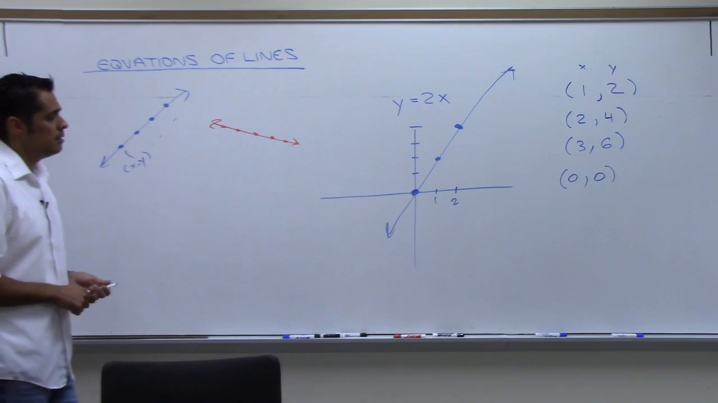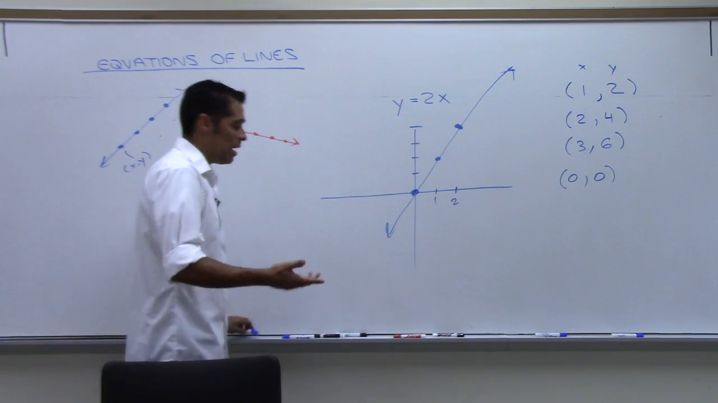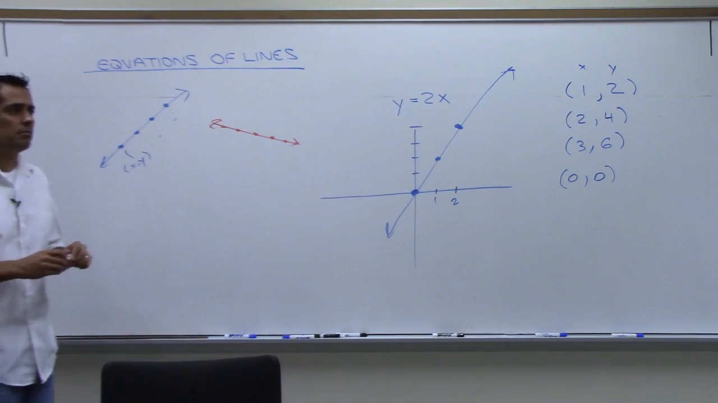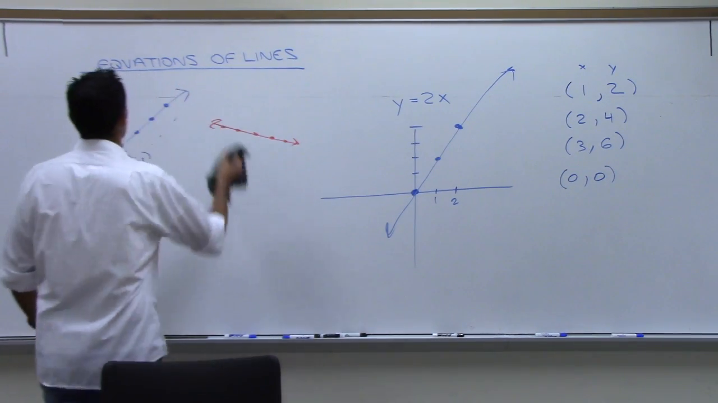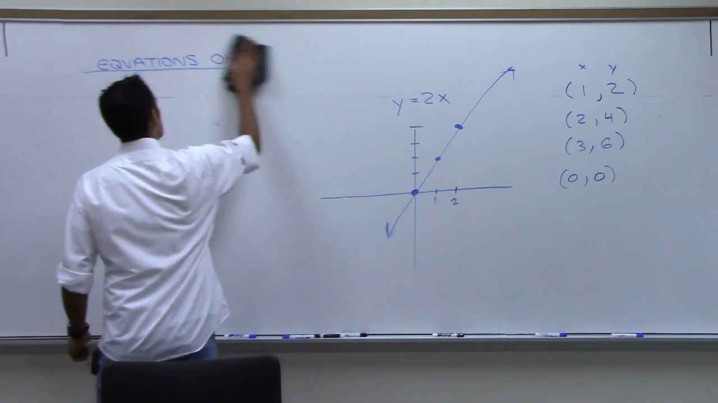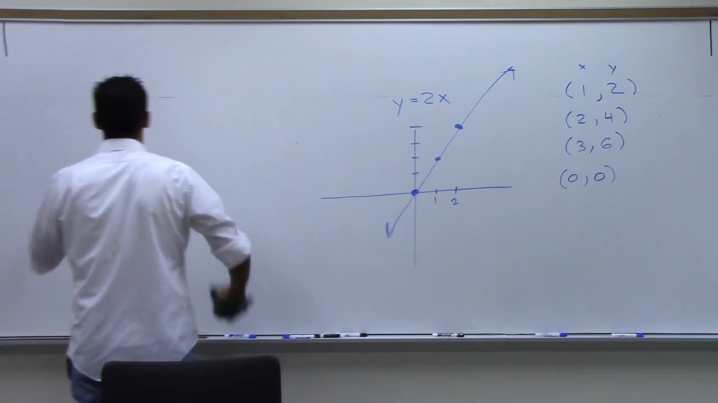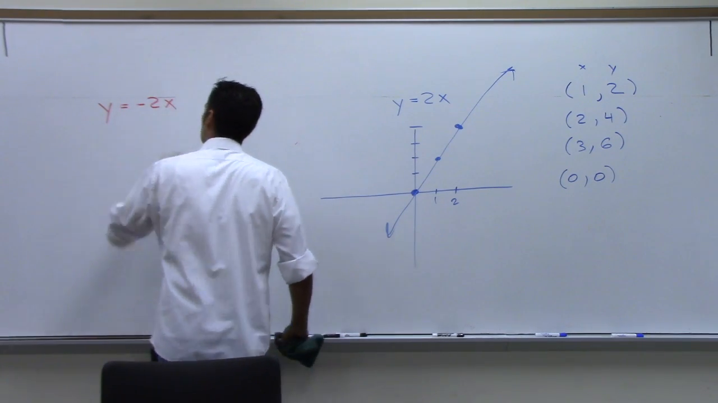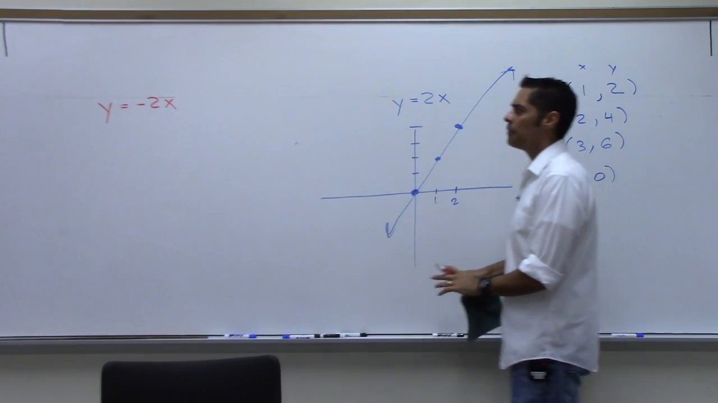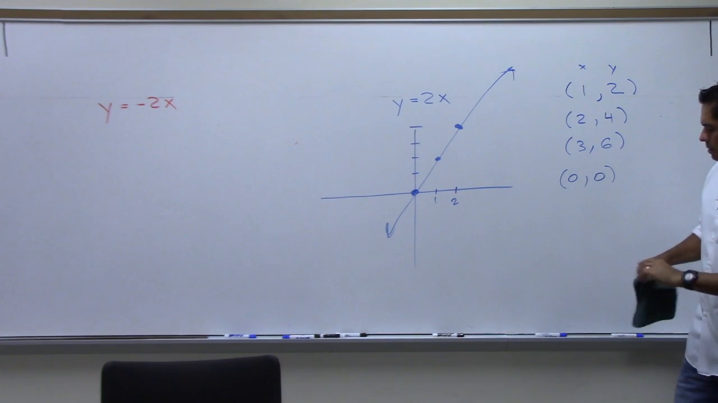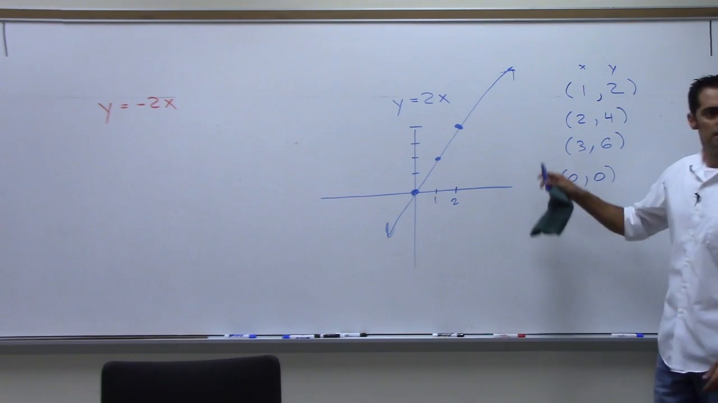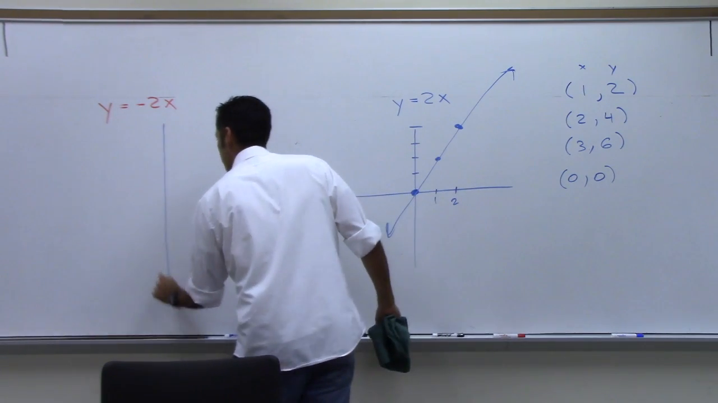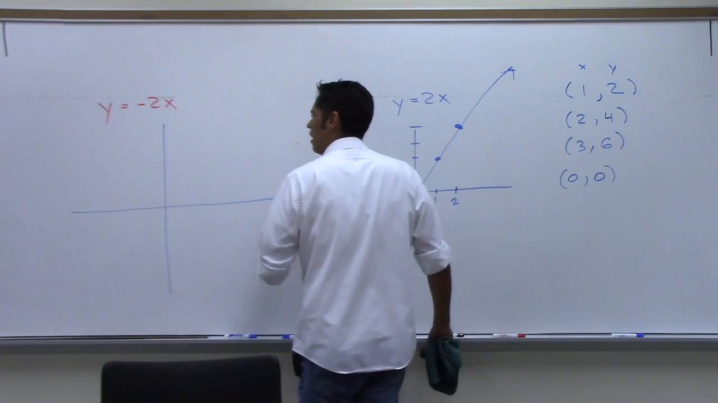We could change the equation a little bit. If we change the equation, it should change the line, shouldn't it? So let's try this. Let's try y equals negative 2x. What would the difference there be? It would be the other side. How do you mean other side? Going downward. It's going to go downward?